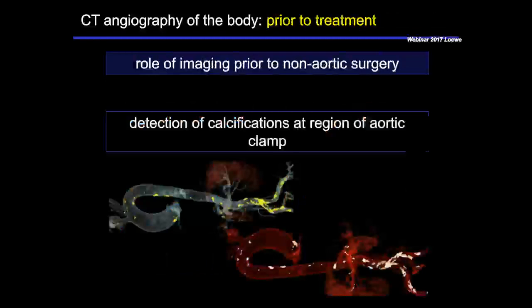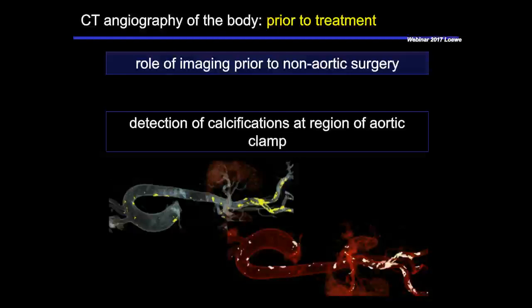It can be the detection of the calcifications at the region of the aortic clamp if an open surgery is planned, so that can be a classical aortic valve repair by surgical means, or it can also be coronary bypass graft surgery, and it becomes really of increasing importance to the cardiac surgeons to get information about the distribution of the calcifications. They decide the localization of the aortic clamp depending on this CT done prior to surgery, and by doing that, they are able to reduce the perioperative stroke rate by 50%, so it's really a very important thing.